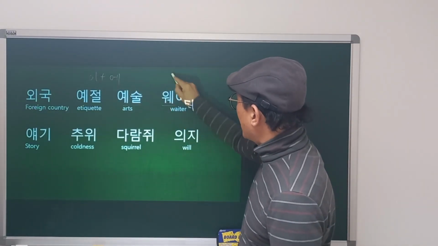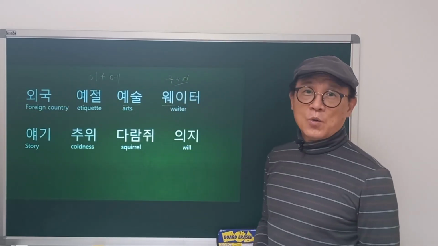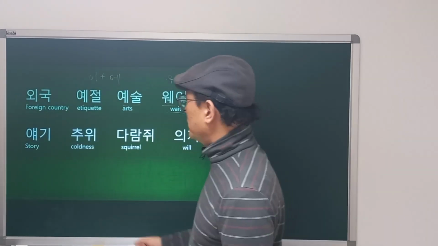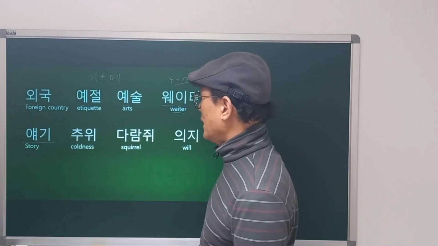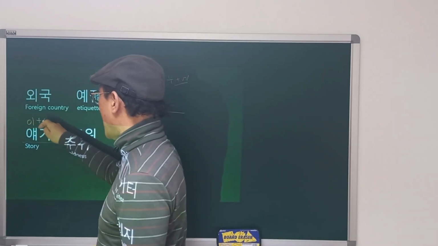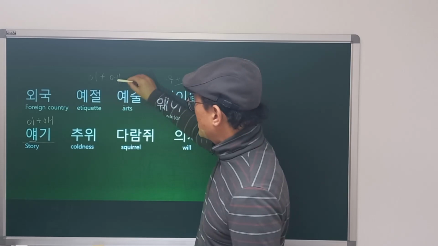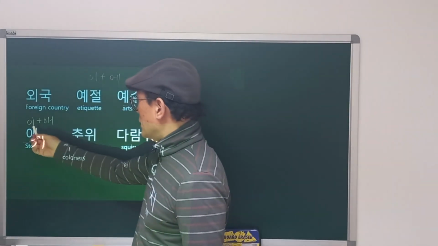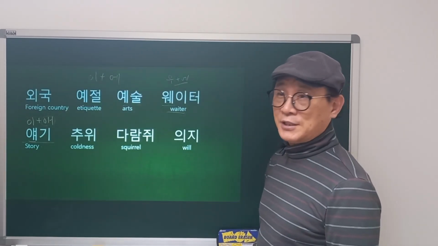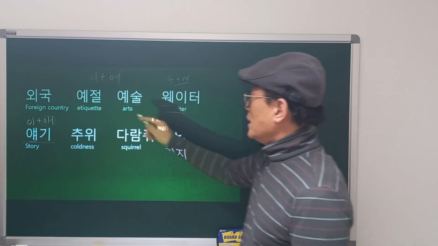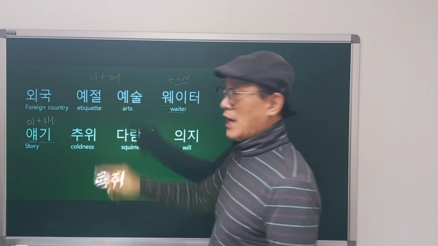It is U plus 에. So 우에. Waiter. Right. This one is combined. 얘기. Okay. This is E plus 에. 얘기. This is E plus this 에. This one. This 에. Okay. Different. But sound is same. Okay. Almost same. 예절. 얘기. 예술. 예. Almost same.